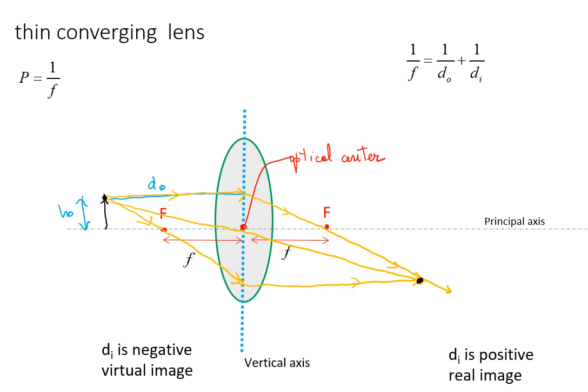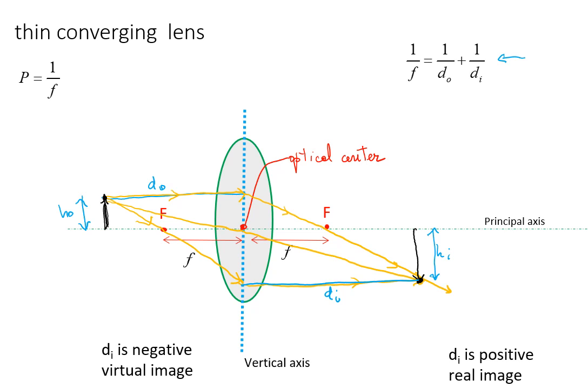If we repeat this process for any point on the arrow, we will see that the image of the real arrow will be this one. So its distance from the vertical axis is di, distance of the image, and its height is hi, that is the height of the image. To compute di, we can use the equation of the thin lens expanded in this way, that is 1 over f is 1 over do plus 1 over di.